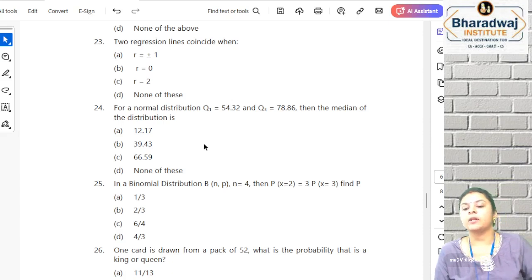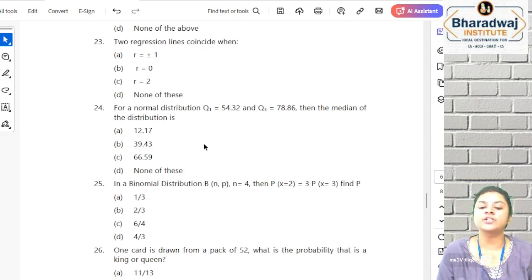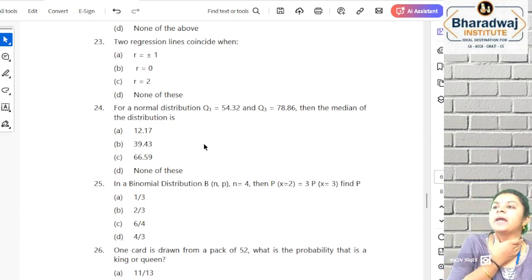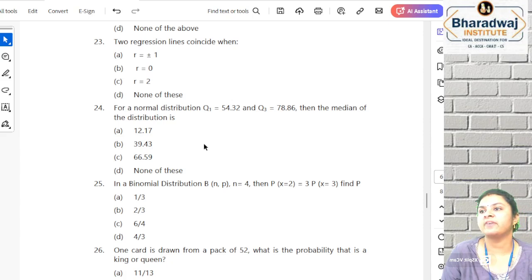24th. For a normal distribution, Q1 is 54.32, Q3 is 78.86. Median is. In a normal distribution, mean, median and mode are all the same. So if you find the mean, you will get the answer for mean, median, mode. So for Q1, mu minus 0.675 sigma, and for Q3, mu plus 0.675 sigma.